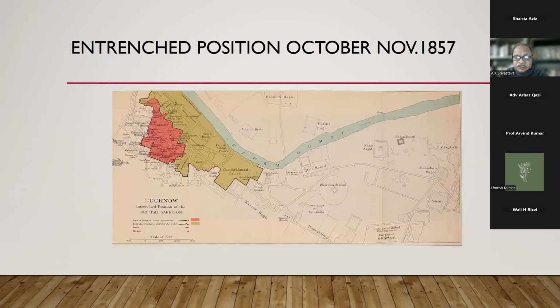Now, this is a very interesting map. You can see first time Ganj, the red part, but Havelock and his armies, they could not relieve the people.